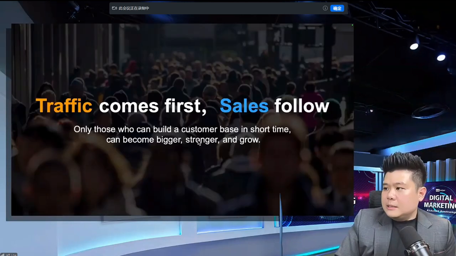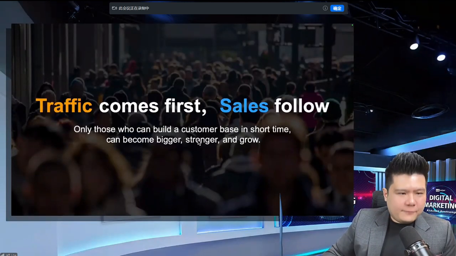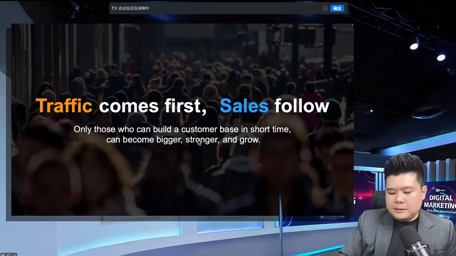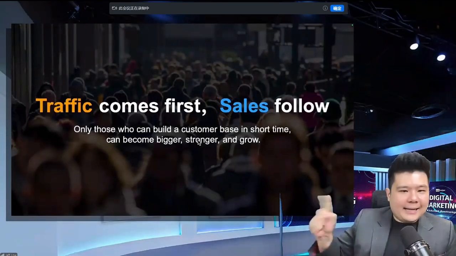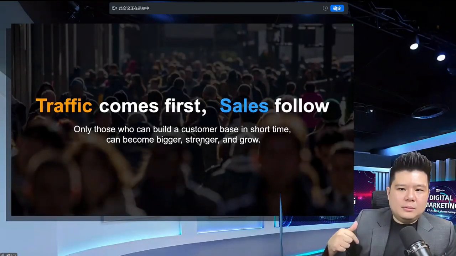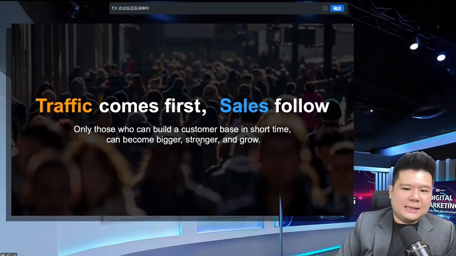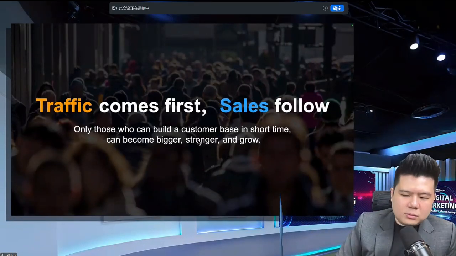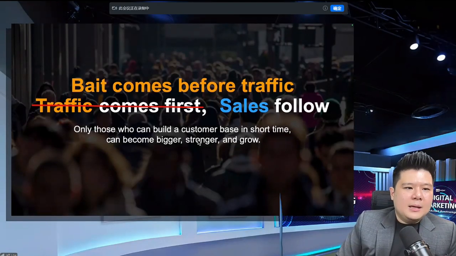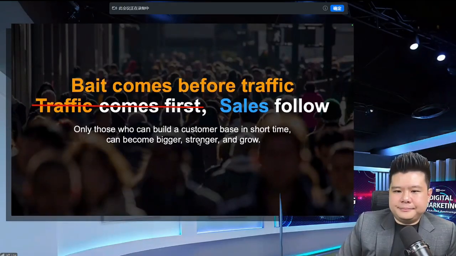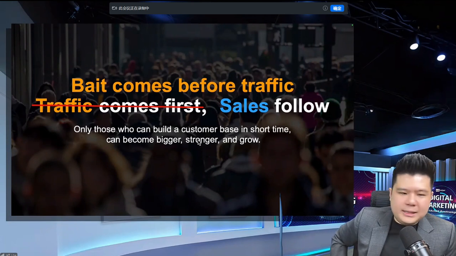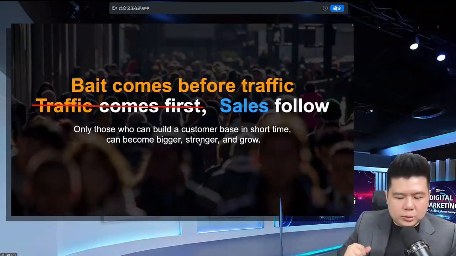A lot of time we say this: traffic comes first, then sales follow. Am I right? You got traffic, then you got sales. Actually, I've been using this slide, traffic comes first, sales follow, for at least a few years. But now I bring it to another level because I'm seeing so many things, and I'm feeling this deeply. Bait has to come first before traffic. You need to know how to design a bait. Many people do not really know how to design a good bait.